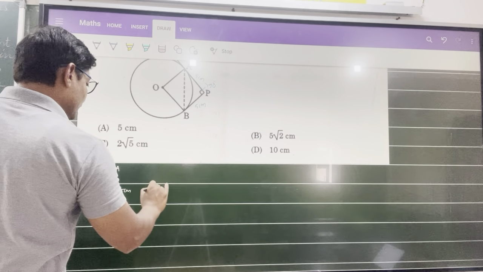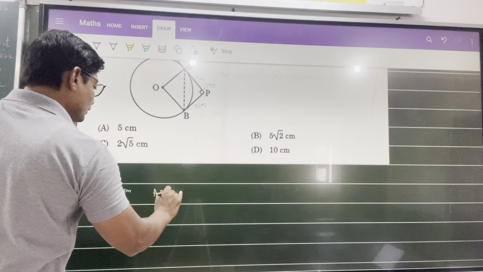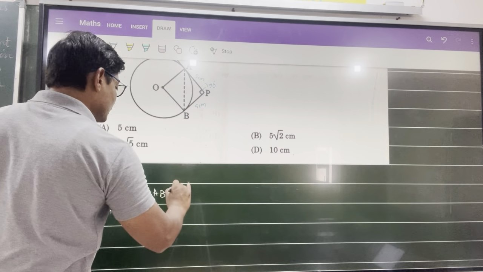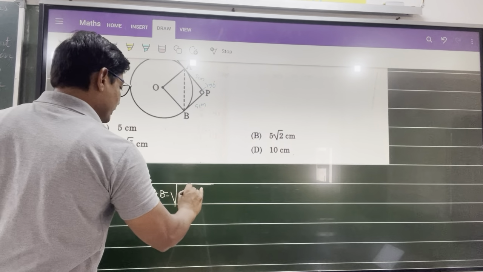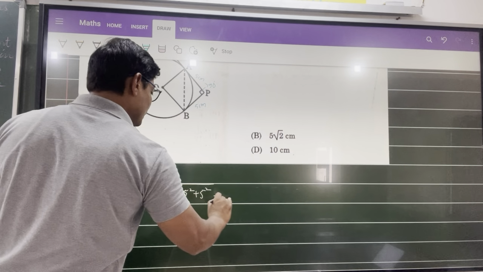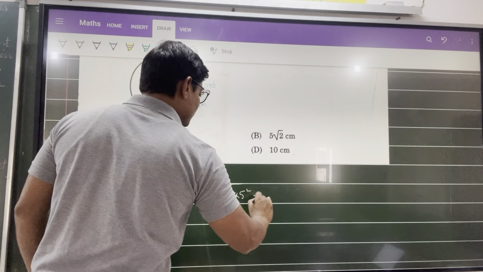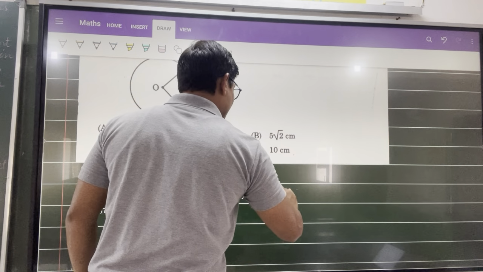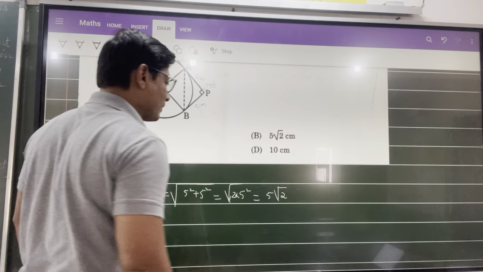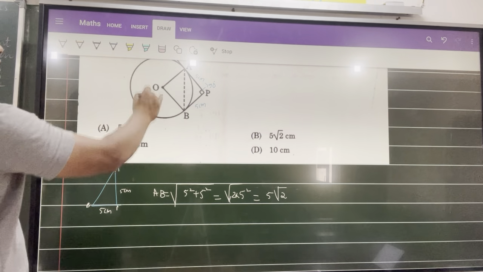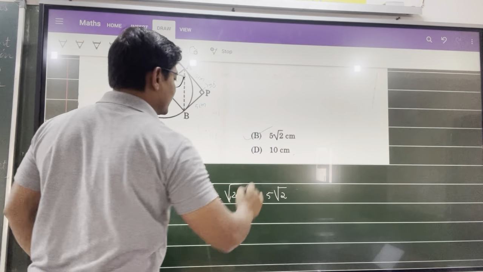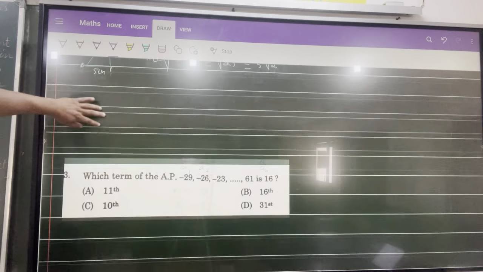So therefore that AB is equal to, using Pythagoras theorem, under the square root, 5 square plus 5 square, which is 2 times 5 square. Okay, 2 times 5 square. So 5 square will come out of the root as 5, and what remains is 5 root 2. So 5 root 2 is option number B. So that is the correct answer. Now let us go to the third question.